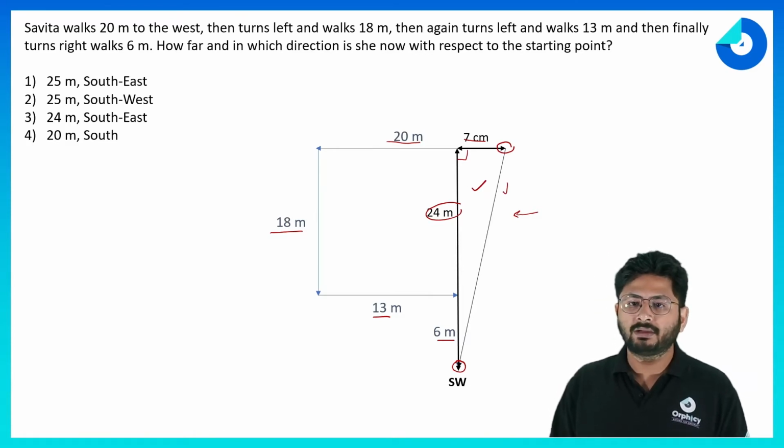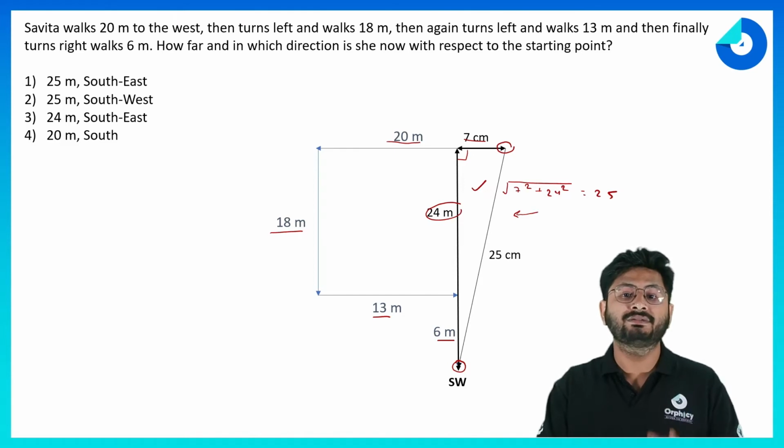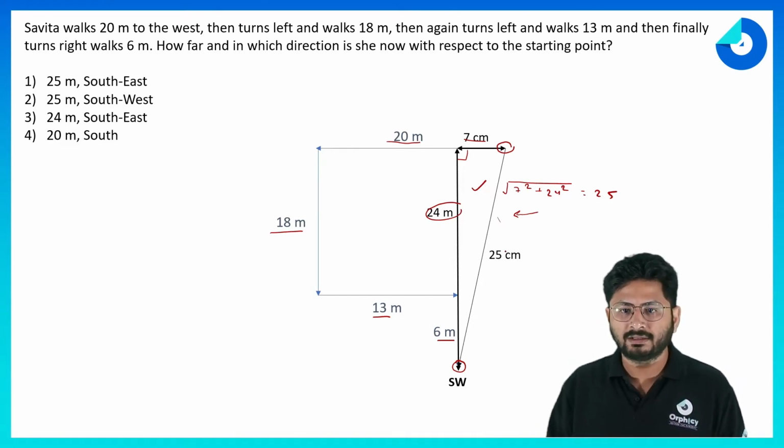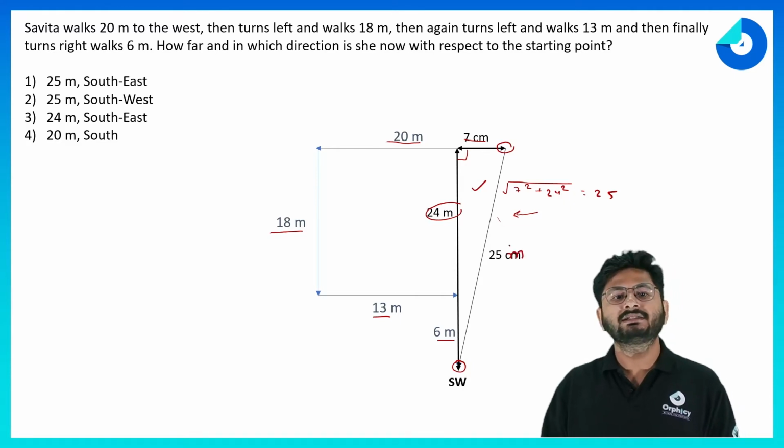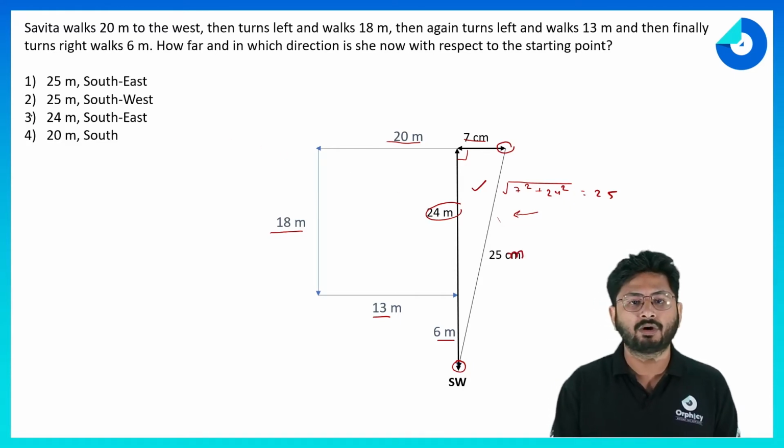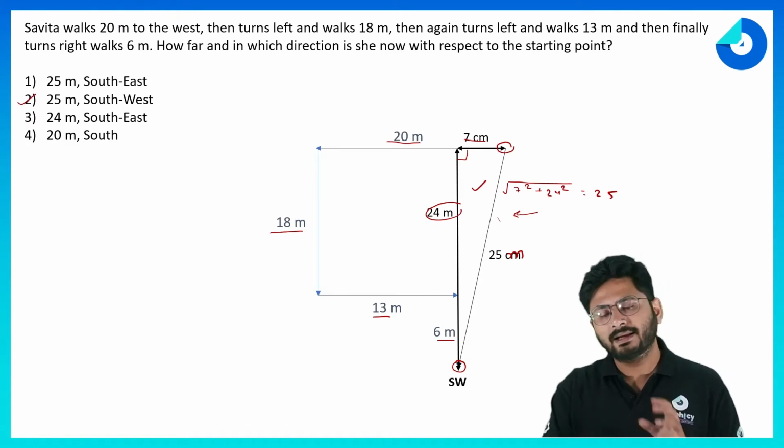So this should be equal to the whole under root of 7 square plus 24 square, which is equal to 25, and we would say that 25 centimeters, it should be rather 25 meters in the southwest direction. That is option 2, which would have been the correct answer.